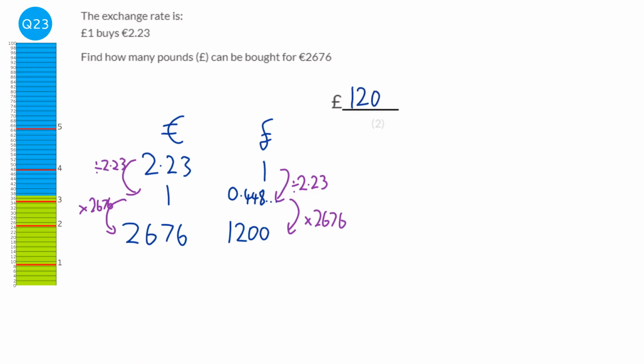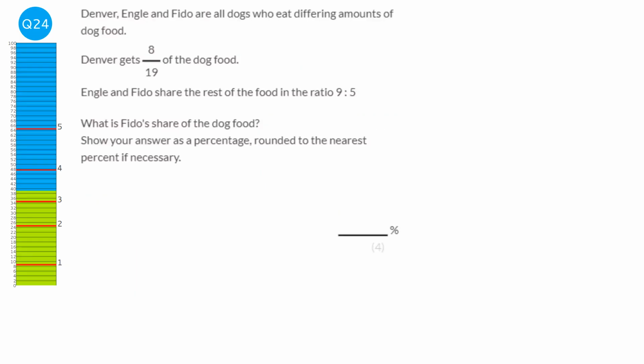So €2,676 is £1,200. The first piece of information I'm going to focus on is the fact Denver gets 8/19. That means that Engel and Fido together must get 11/19 because they have to add up to 1. So we're only looking at 11/19.